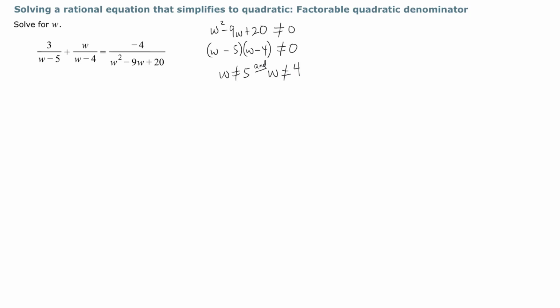All right. Now we're ready to actually solve the equation. Let's use the lowest common multiple of all the denominators. In this case, it's simply w squared minus 9w plus 20. So if you do that, let's multiply both sides by w squared minus 9w plus 20.